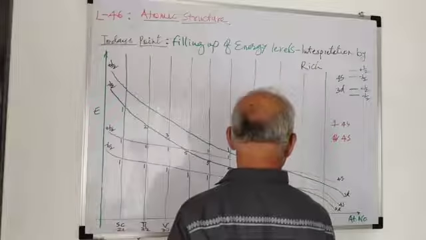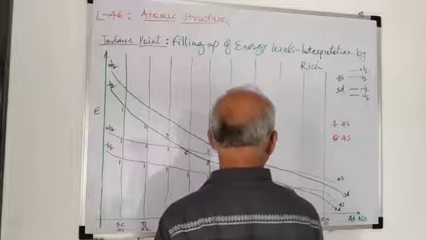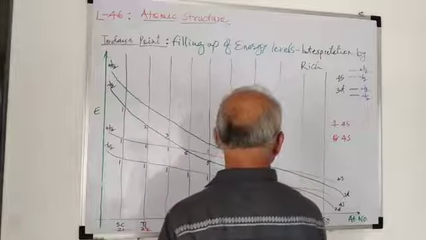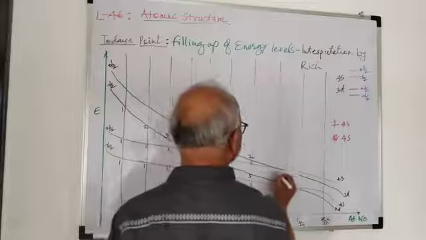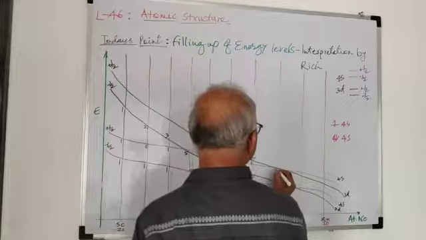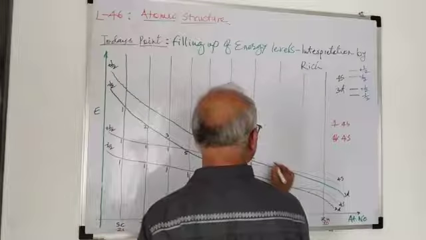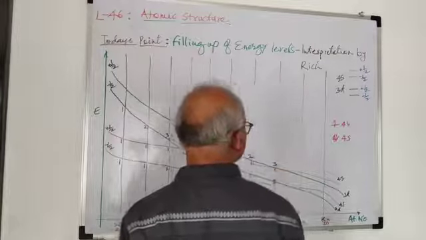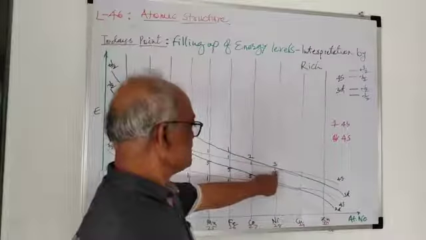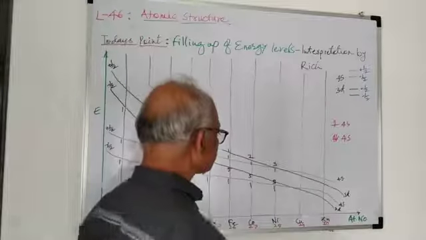Then we come to nickel. Nickel, it is here 1. Then 5 electrons in this d orbital. Then here the nickel has 3 electrons here and 1 electron here. The d level is slightly higher here.